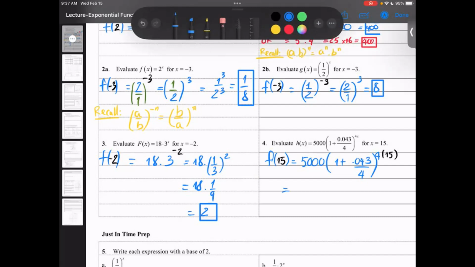I don't know how good your calculator is. I know it's not as good as a graphing calculator, but can it do multiple operations at the same time? Yeah, okay. Make sure you put parentheses in. For example, if you take 1 plus 0.043 divided by 4, if you cannot write it in fraction form, put the parentheses around the quotient.